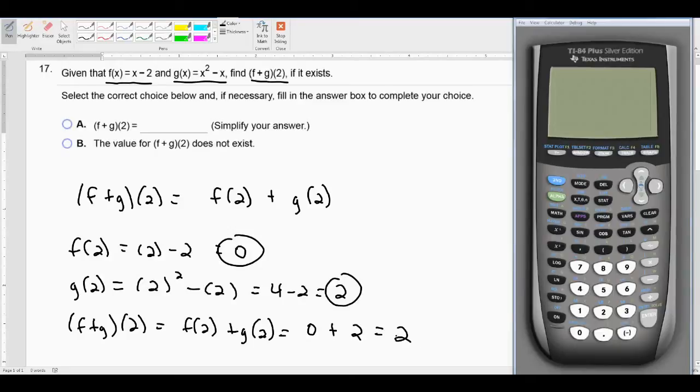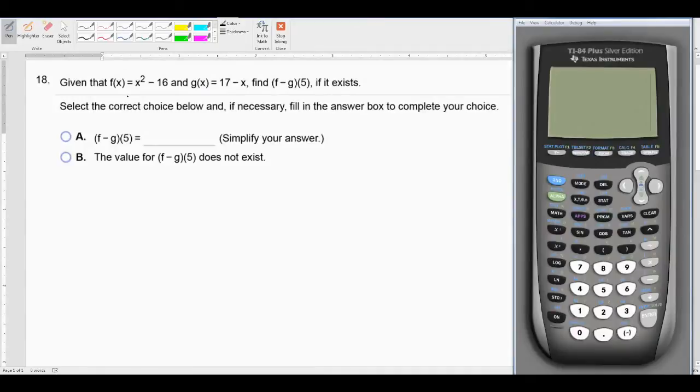That's it. For this problem, we're given f of x is x squared minus 16, and g of x is 17 minus x. We want to find f minus g of 5. Now to find f minus g of 5, we're going to separate into two different functions, f of 5 and g of 5. We're going to subtract those.